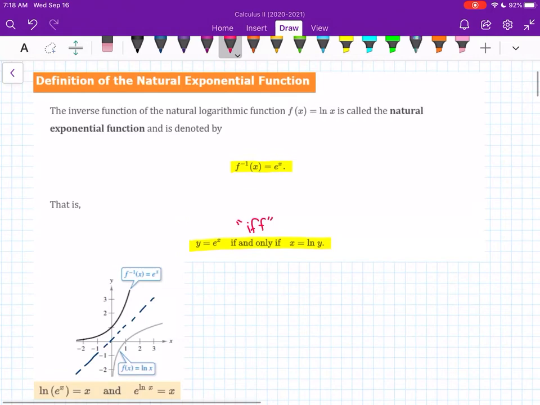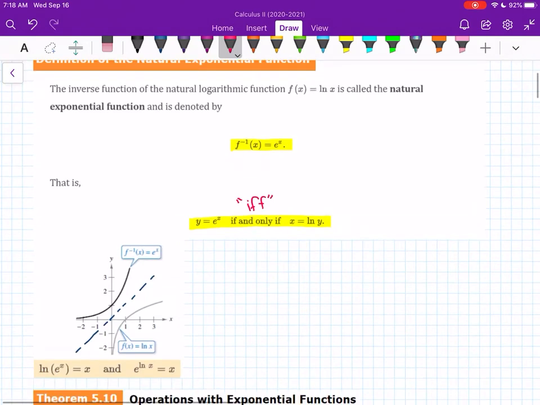If we graph the natural log and e to the x next to each other, we see that they are reflections of each other over the line y equals x. The natural log has the y-axis as an asymptote, and e to the x has the x-axis as an asymptote. When we compose them, the natural log of e to the x equals x, and e to the natural log of x equals x, because they are inverses.